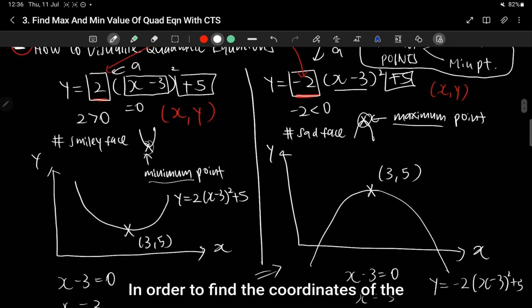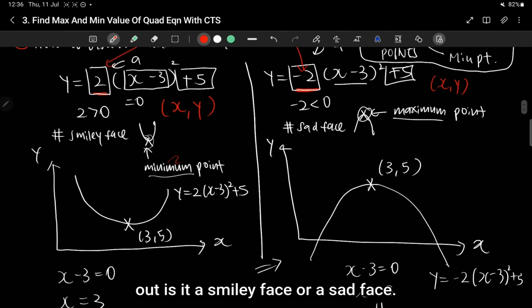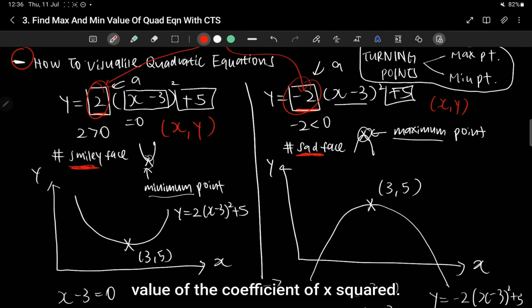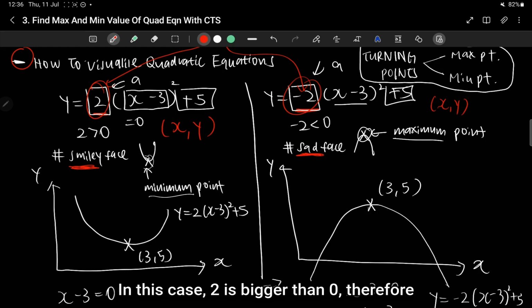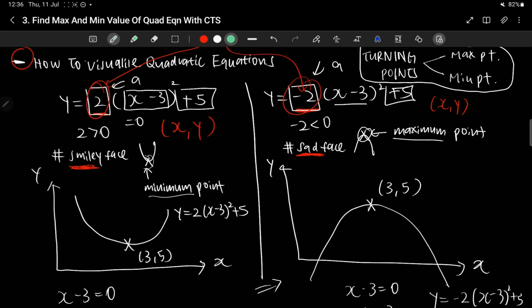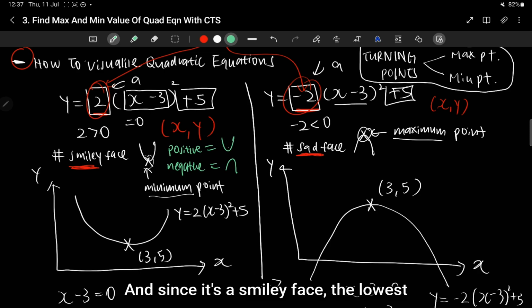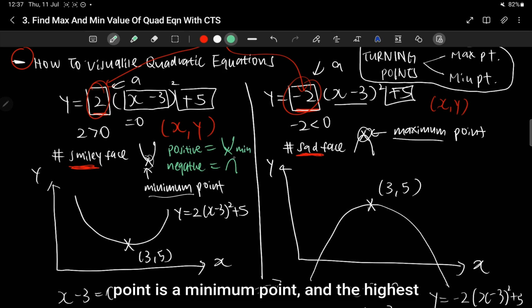In order to find the coordinates of the minimum or maximum point, the first thing you need to do is figure out, is it a smiley face or a sad face? And how you do that is you look at the value of the coefficient of x squared. In this case, 2 is bigger than 0, therefore it's positive, therefore it's a smiley face. Right? Positive is smiley face, negative is sad face. And since it's a smiley face, the lowest point is a minimum point, and the highest point of a negative is a max point.